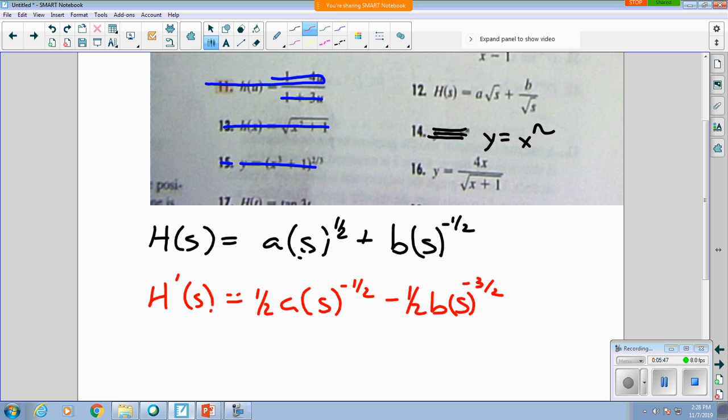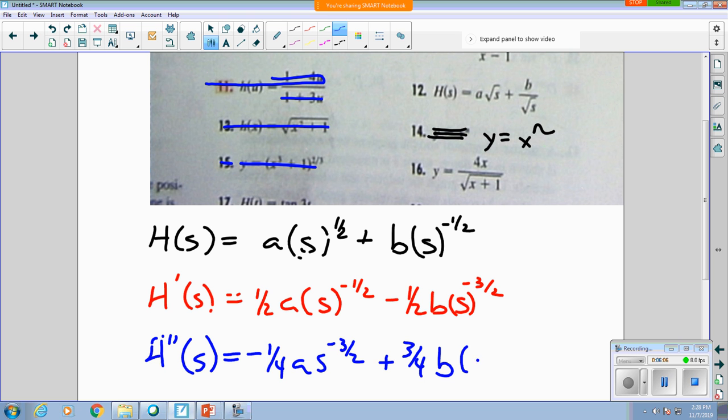All right, and you know what? I'm not even going to really overthink this. I'm not going to bother right now simplifying that. I assume you can do the radicals if you had to. Negative times a negative, positive, is negative 1/4 a s to the negative 3/2. Negative times a negative is positive 3/4 b s to the negative 5/2.